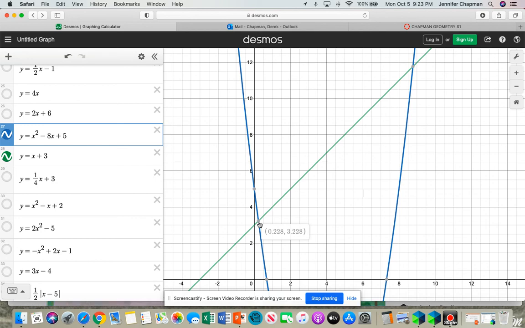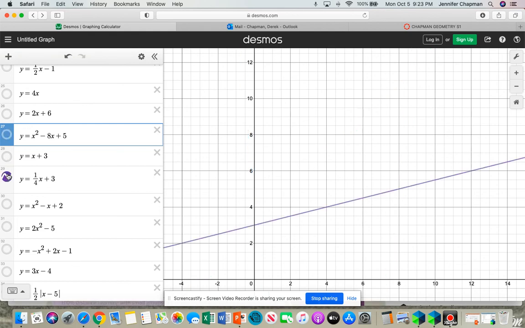So for number 22, they want to know when the two are equal to each other. So I would either write that point, or I would just write x equals 0.228. And then the other intersection between the two graphs is at x equals 8.772. Technology definitely saves you some work.